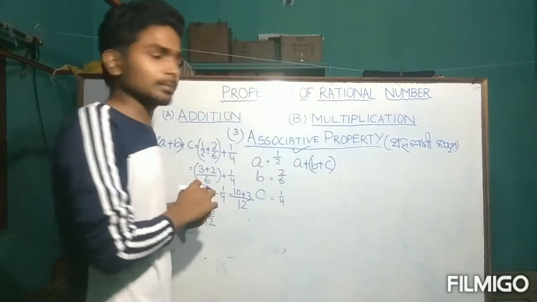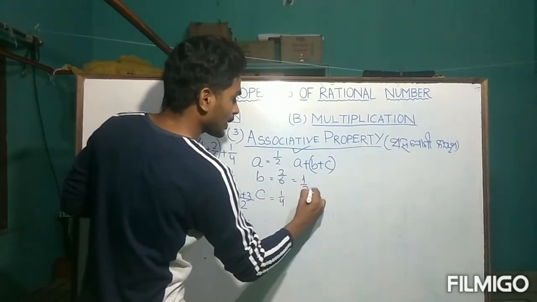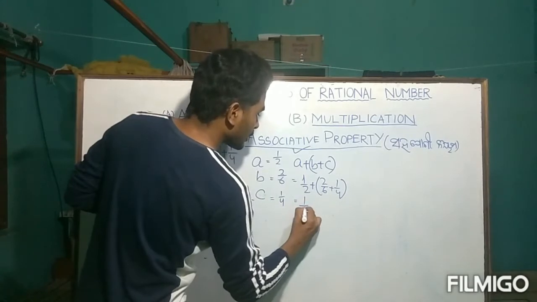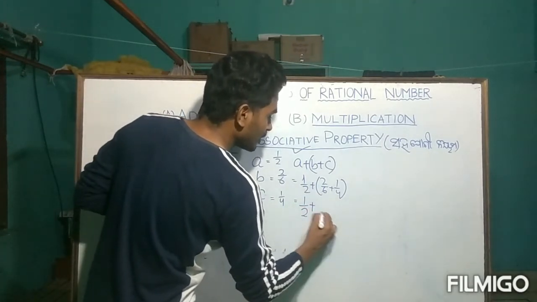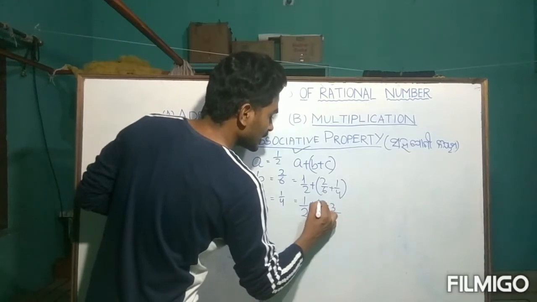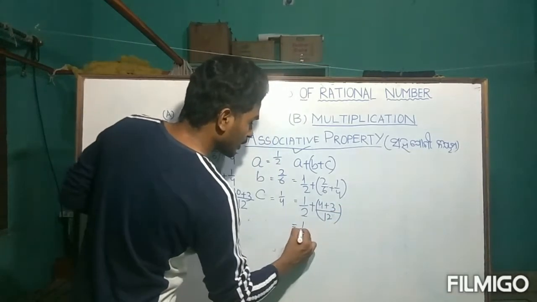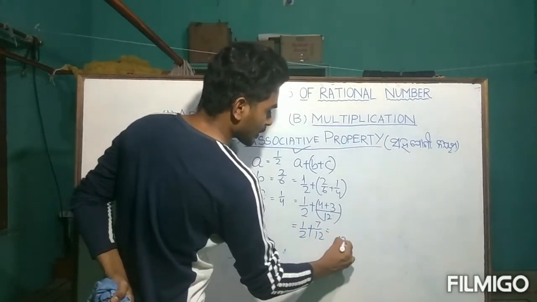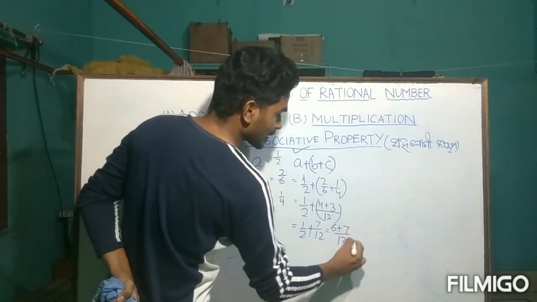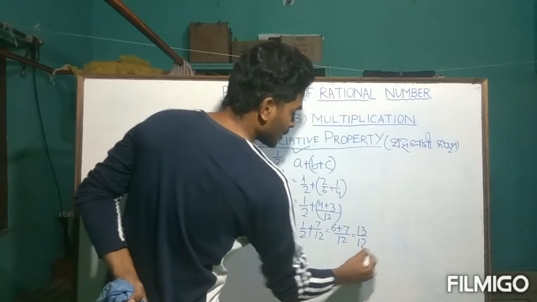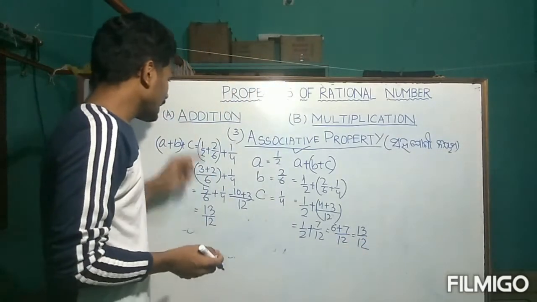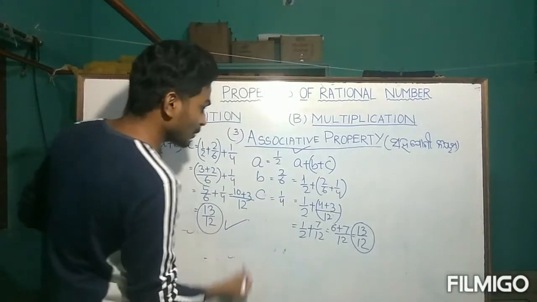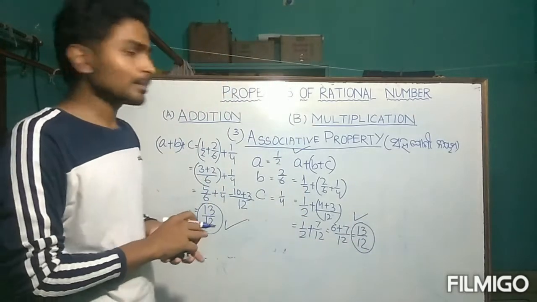So the result is 1 by 2 plus 2 by 6 plus 1 by 4. So 1 by 2 plus 6 4 12, 4 plus 3, okay, so 1 by 2 plus 7 by 12. LCM is 12. 6 plus 7 is equal to how much? 13 by 12. So what we see in these two cases, the result is the same. Here also 13 by 12, here also 13 by 12.